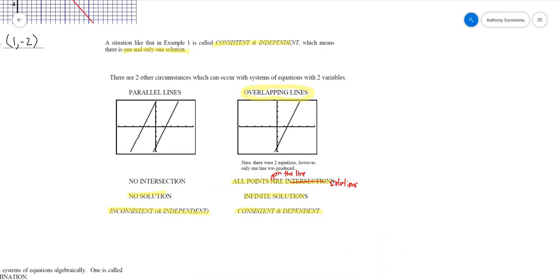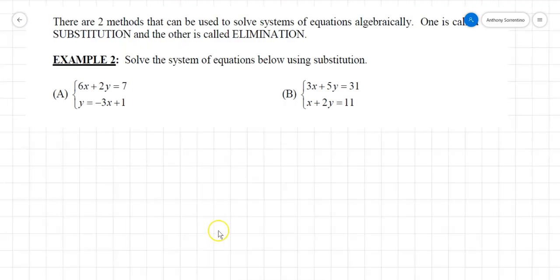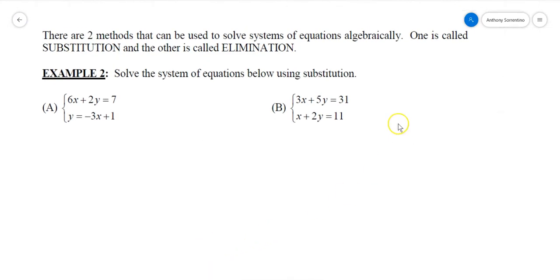I have to be able to be aware of those two cases as I do my work for these and recognize them when I see them. So let's start looking at the two methods that we do make use of as we solve this. The first one is going to be substitution. The other one is going to be called elimination. Sometimes they call that linear combinations as well.